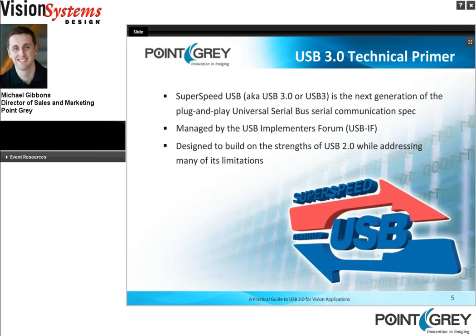Of course, like any interface, USB 2 has its strengths and limitations when applied to machine and computer vision. It provides sufficient bandwidth for many applications, has built-in support on virtually every computer, and is typically very low cost. That said, USB 2 bandwidth may not be enough for many of the new high data rate image sensors, it provides limited power, and is not as efficient in its signaling as other interfaces.